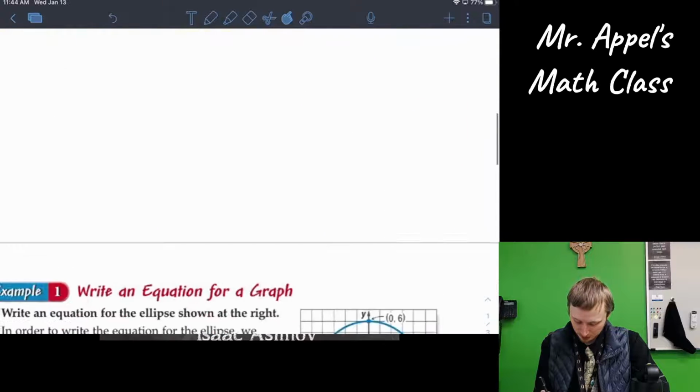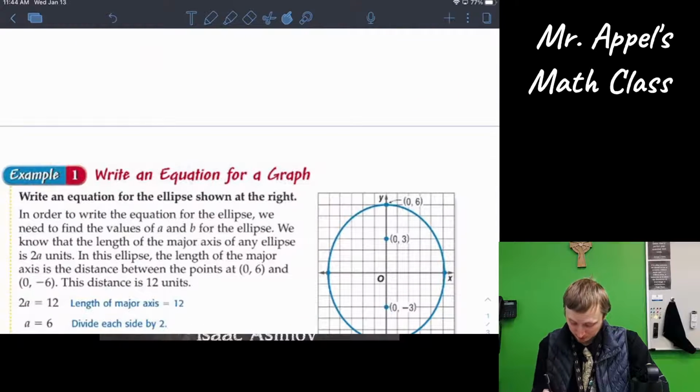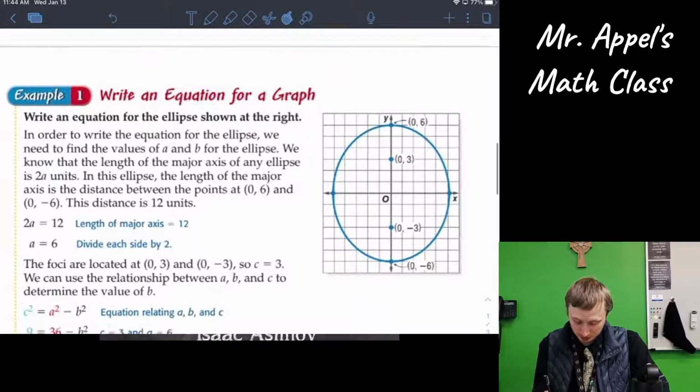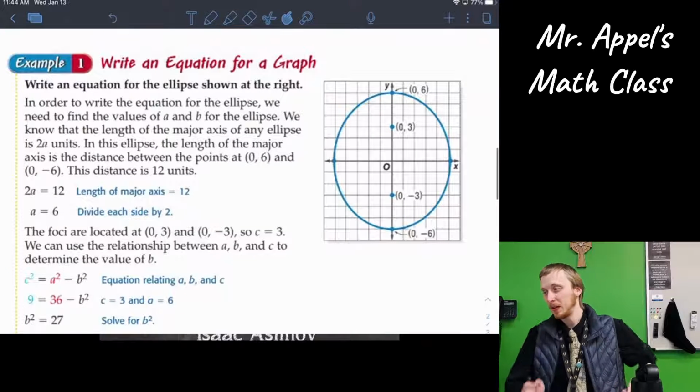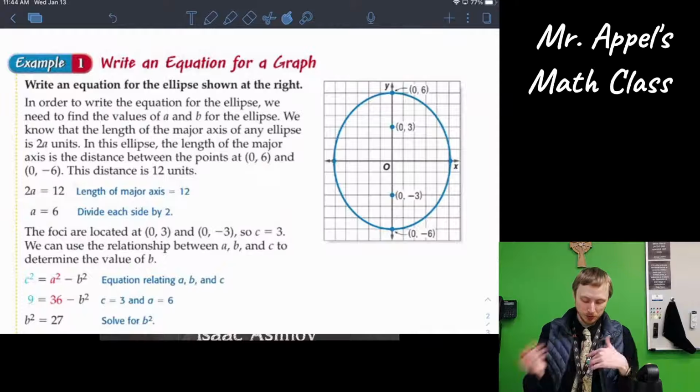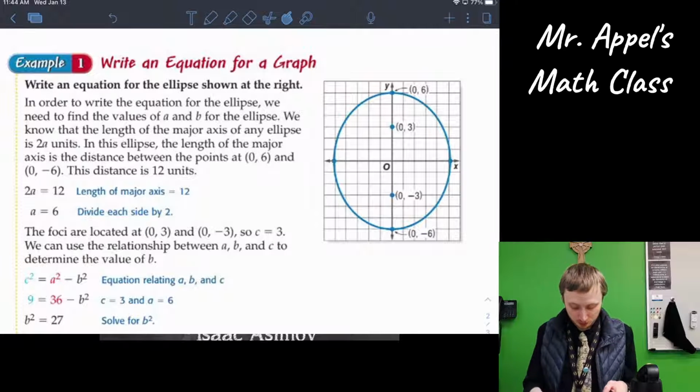Okay, I don't think I had. Yeah, so let's look at an example here. So we're going to go from graph to equation, and then we'll reverse it. We'll go back from equation to graph.